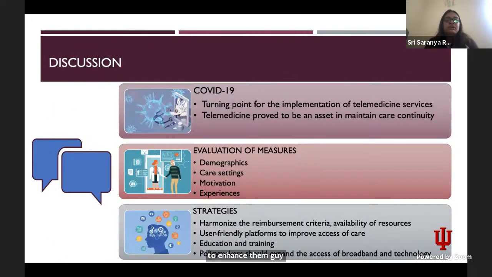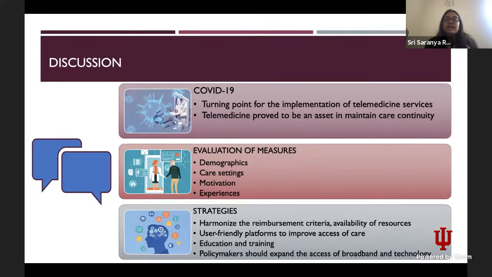So coming to the discussion part, it can be categorized into three essential domains. COVID-19 proved to be a turning point for the implementation of telemedicine services, and in the middle of all this situation, telemedicine proved to be an asset in maintaining care continuity. Although we have to continuously keep on evaluating the technology to understand the gap present. I think the four main evaluation measures are demographics, care settings, motivation, and experiences of the providers.